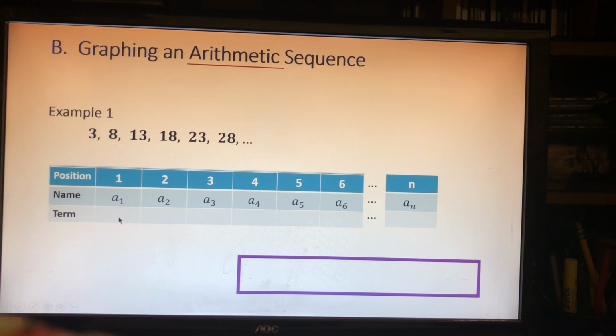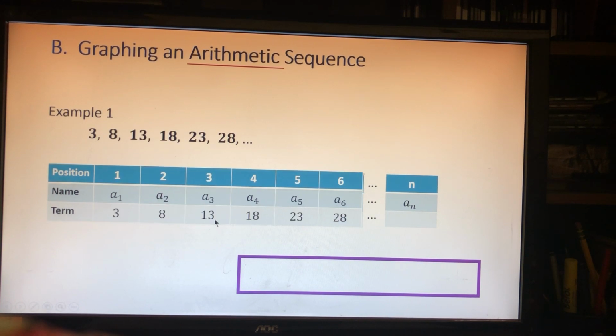And what term goes in a sub 1? Well, 3. 8 goes in a sub 2, 13 goes in a sub 3, etc. What number goes in a sub n? Well, we don't actually know because we don't know what n is, but there is a formula we can use to figure it out. And you will have to memorize this formula, and it is this: a sub n equals a sub 1 plus d times the quantity n minus 1. And you should write that down.